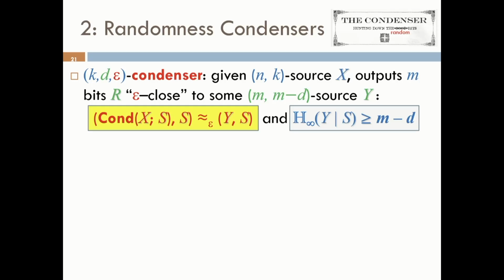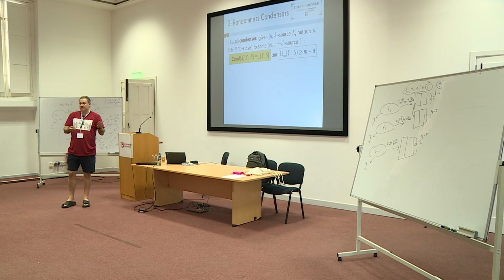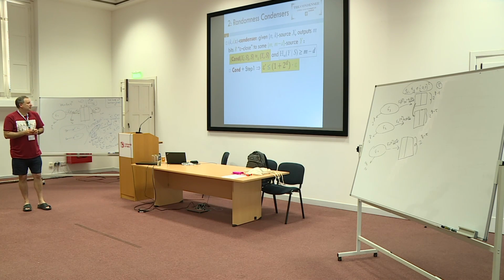Anyway, a k, d, epsilon condenser has the property that the output distribution is statistically close to some source Y, where Y has entropy at least m minus d conditioned on the seed. So this is what the definition of a condenser is in the seeded regime. I cannot guarantee that the output distribution always has mean entropy, but it's statistically close to something that has mean entropy. And that's good enough for our applications.